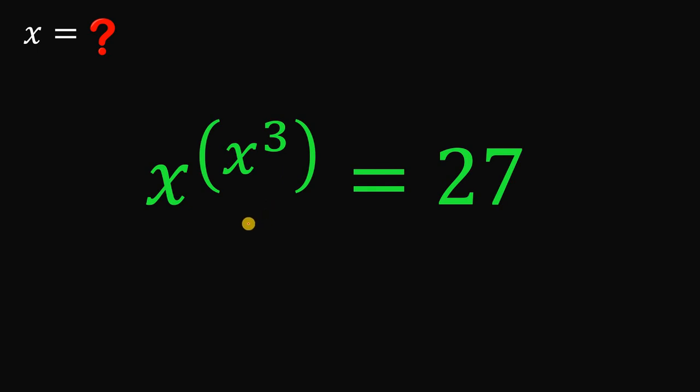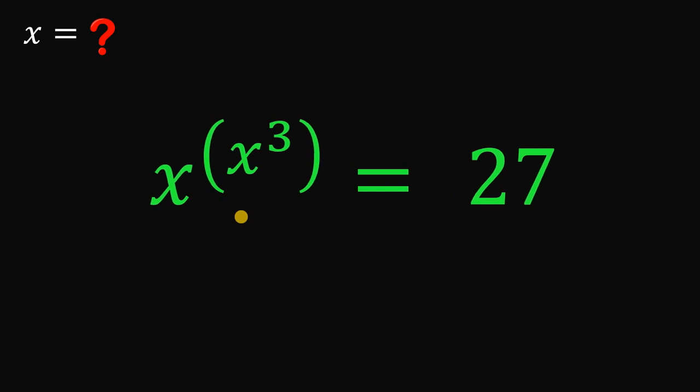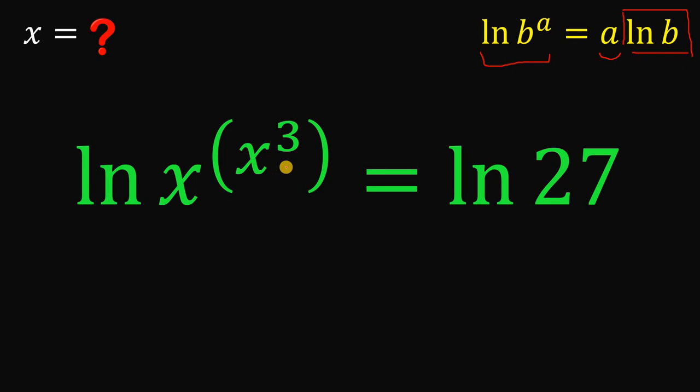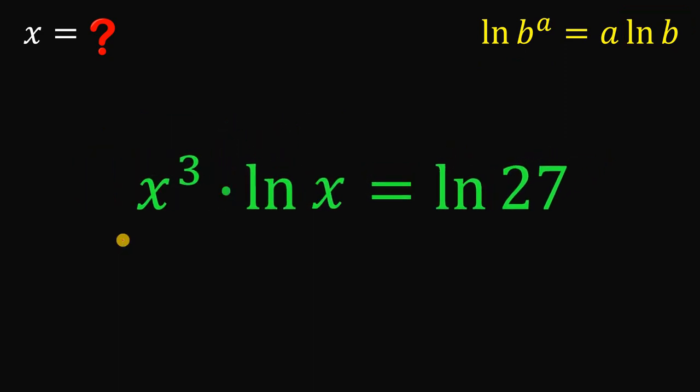Now, next thing we need to do is to take the natural log on both sides. So we take the ln of x raised to x cubed equals ln of 27. Next, let's apply some laws of logarithm. If we have ln of b raised to the power of a, it can be written as a multiplied by ln of b. Therefore, the left-hand side of our equation can be written as x cubed. This exponent will come to the front, then x cubed multiplied by the ln of x, like this.